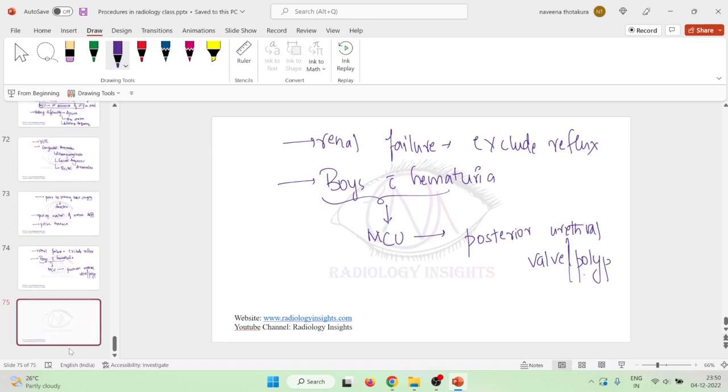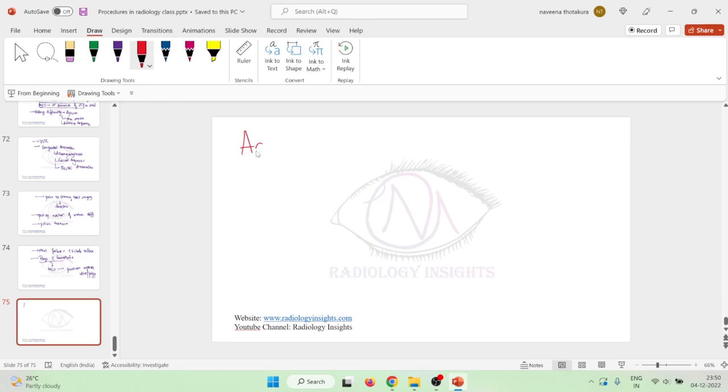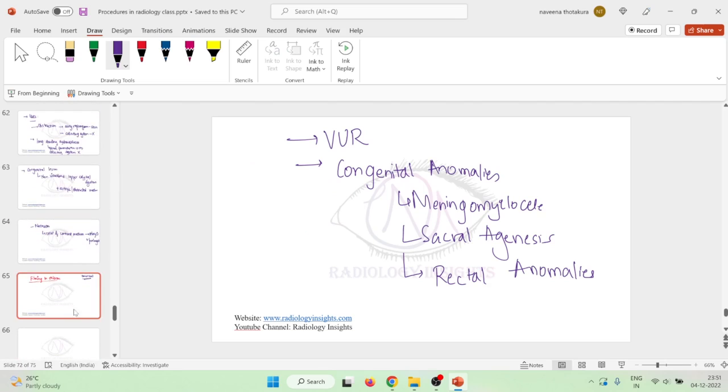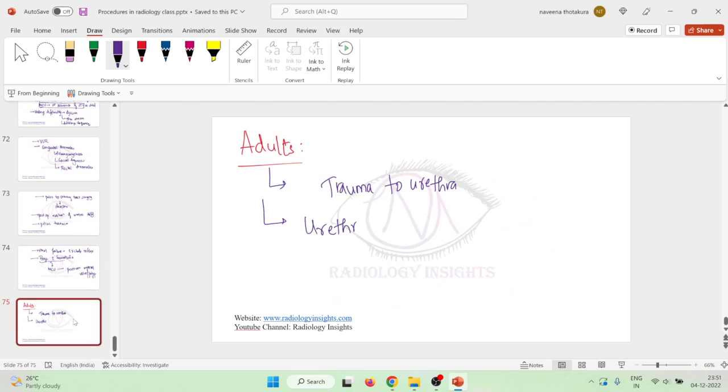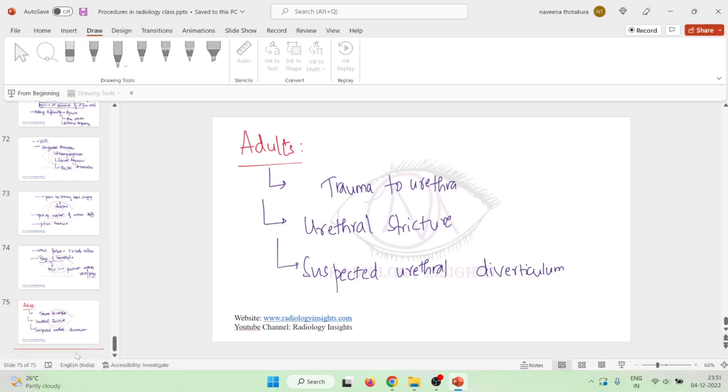Next, what are the indications in adults? The major indication in adults is any trauma to the urethra. To find out whether it is an anterior urethral injury or a posterior urethral injury, we can use micturating cystourethrogram. Similarly, if there are any urethral strictures in adults, to find the site of the strictures, or if there is a suspected urethral diverticulum, to find its site, in all these conditions we can do cystourethrography.